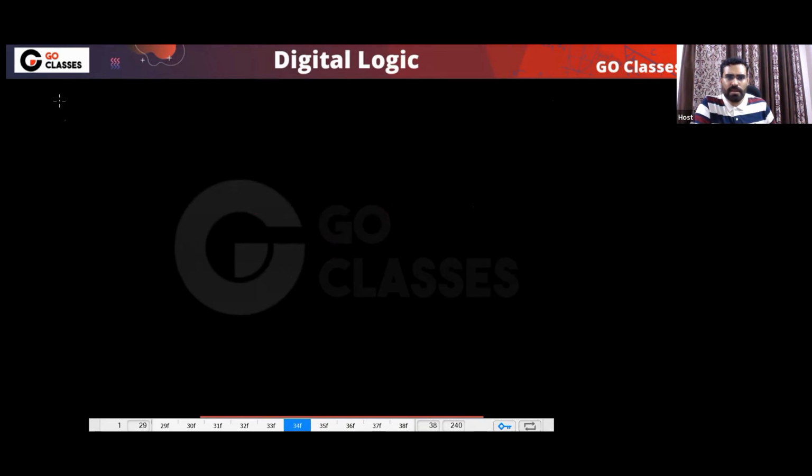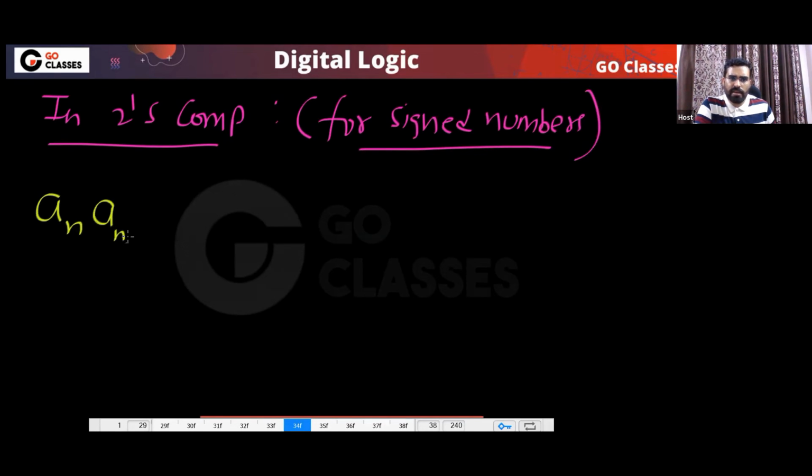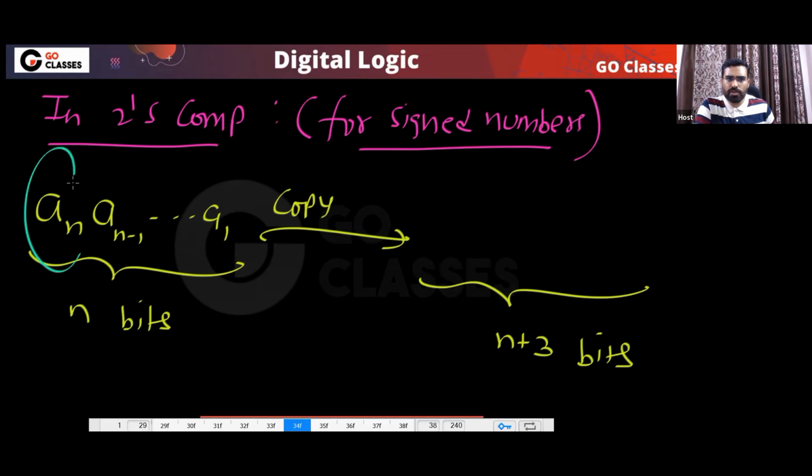So finally, what I can say, in 2's complement, for signed numbers, if your data is an, an-1, ..., a1 in n bits, then how to copy this data in n+3 bits? Very simple. Just copy the sign bit an, and the original data you keep as it is.